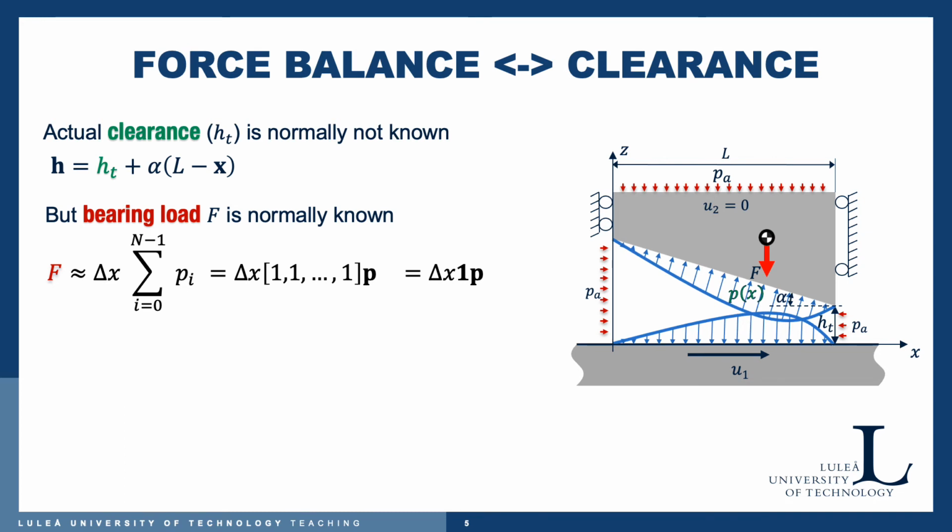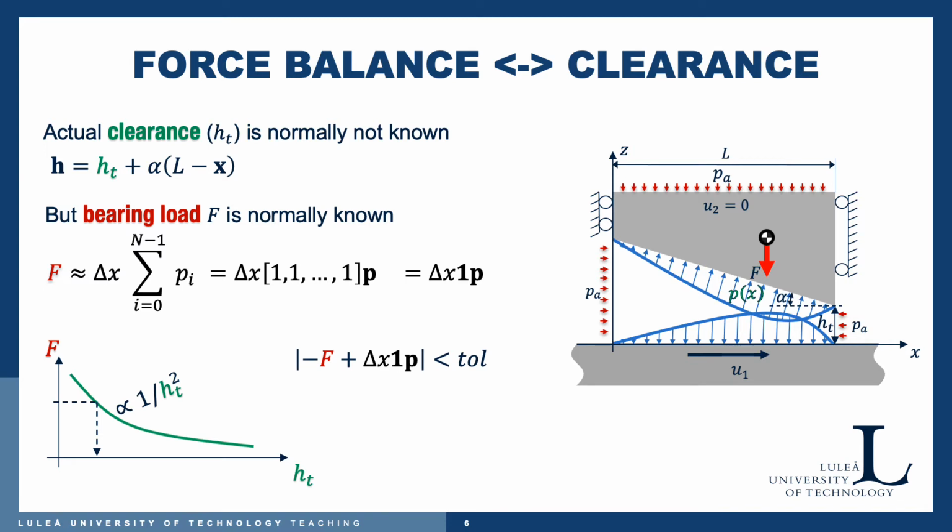Normally we know the bearing load, and the simplest way of posing the force balance in discretized form would be to say that the discrete integral of the pressure, which is just this plain sum, should equal the applied load. But we can write this in more condensed form, just as a scalar product between a row and a column vector like this.